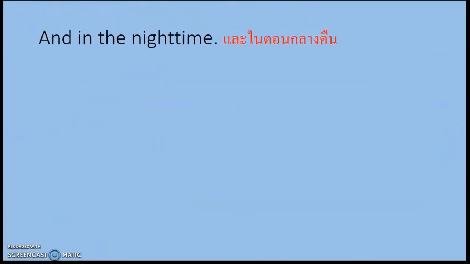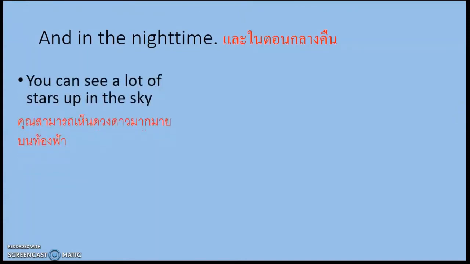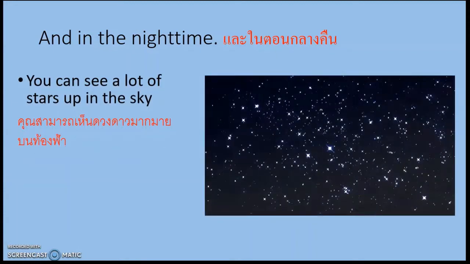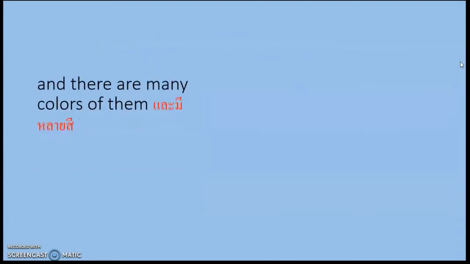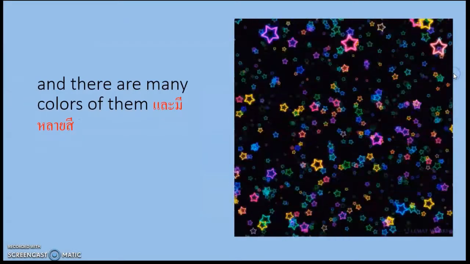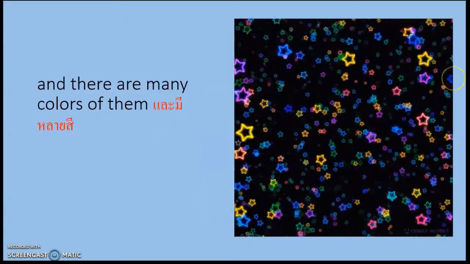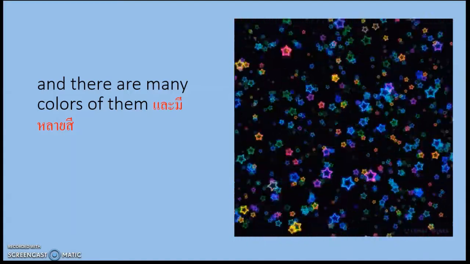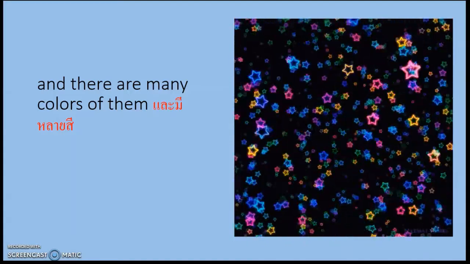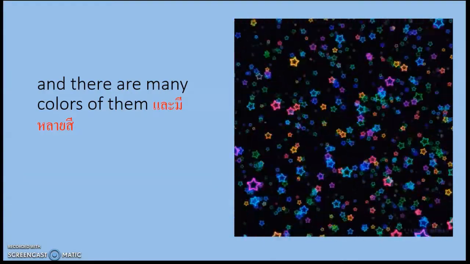And in the nighttime, yes, you can see a lot of stars up in the sky. Look at that. And they're shining so brightly. And there are many colors of them. Look at that. Is it beautiful? Yes, of course. There's a lot of colors of the stars up in the sky during nighttime.